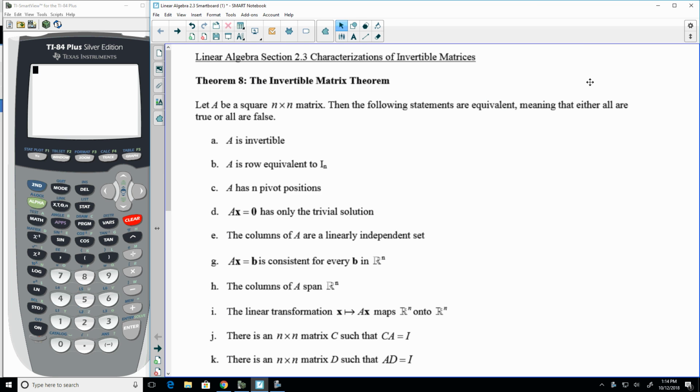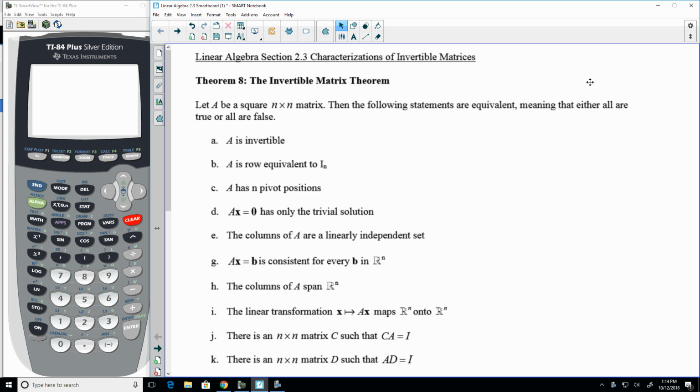All right, so this is section 2.3. It's called Characterizations of Invertible Matrices. So we're going to use things we figured out about inverses and apply it to other things that we've already done. So we already figured out that if you take the determinant of the matrix and you get 0, that matrix is not invertible, right? And if it's non-zero, then it is. And if it's invertible, it has to be square.